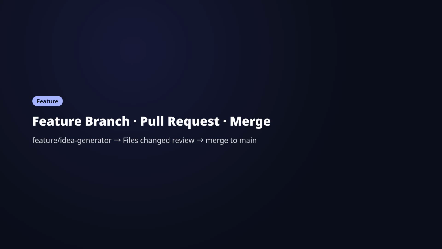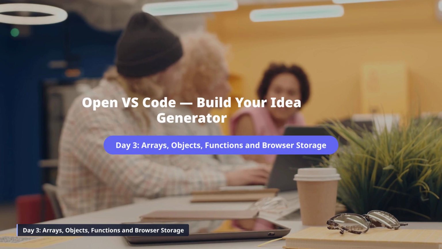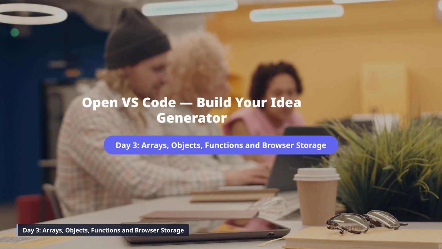Push feature/idea-generator, open a pull request, review every file in files changed, and merge only when all 8 test scenarios pass. Open VS Code. Build the semantic form, wire up the events, and open your first feature pull request.